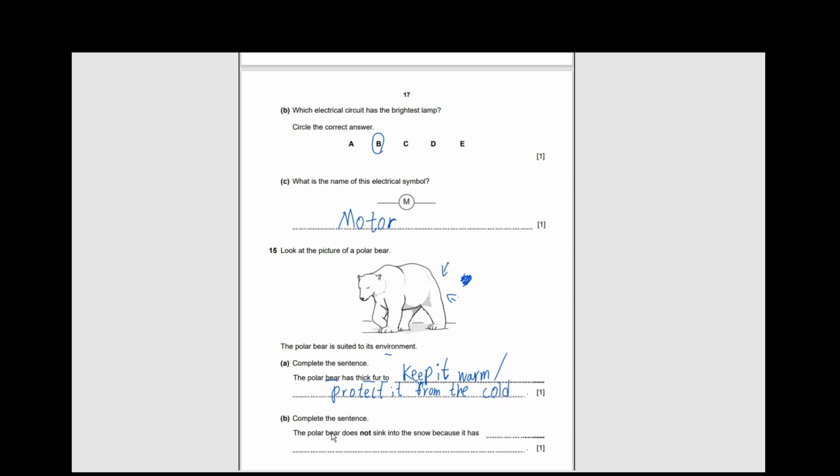Okay. Complete the sentence. The polar bear does not sink into the snow because it has... I mean, even if it does sink in the snow, it can easily recover from there. How? Because bears, especially polar bears, have big paws. They have huge paws or large paws. So it's not possible for him to sink in the snow.